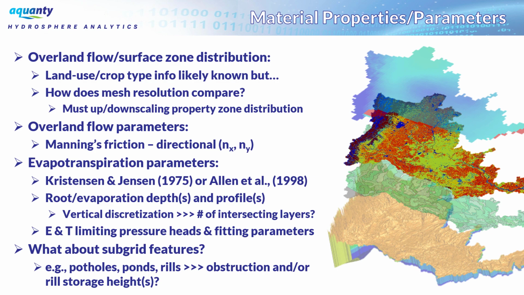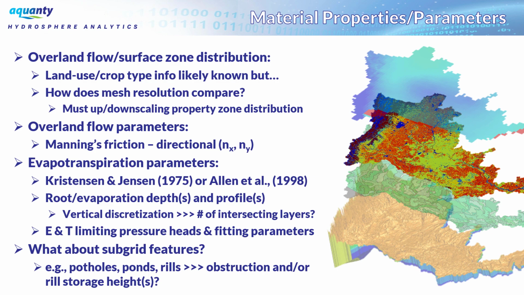The parameters that you'll need to include are Manning's friction, which is directional, so X and Y friction coefficients. The evapotranspiration governing equations are based on Christensen and Jensen or Allen. So you'll want to take a close look at these references to understand all the parameters that go into the evapotranspiration governing equations. You'll typically need to apply root and evaporation depths and profiles.